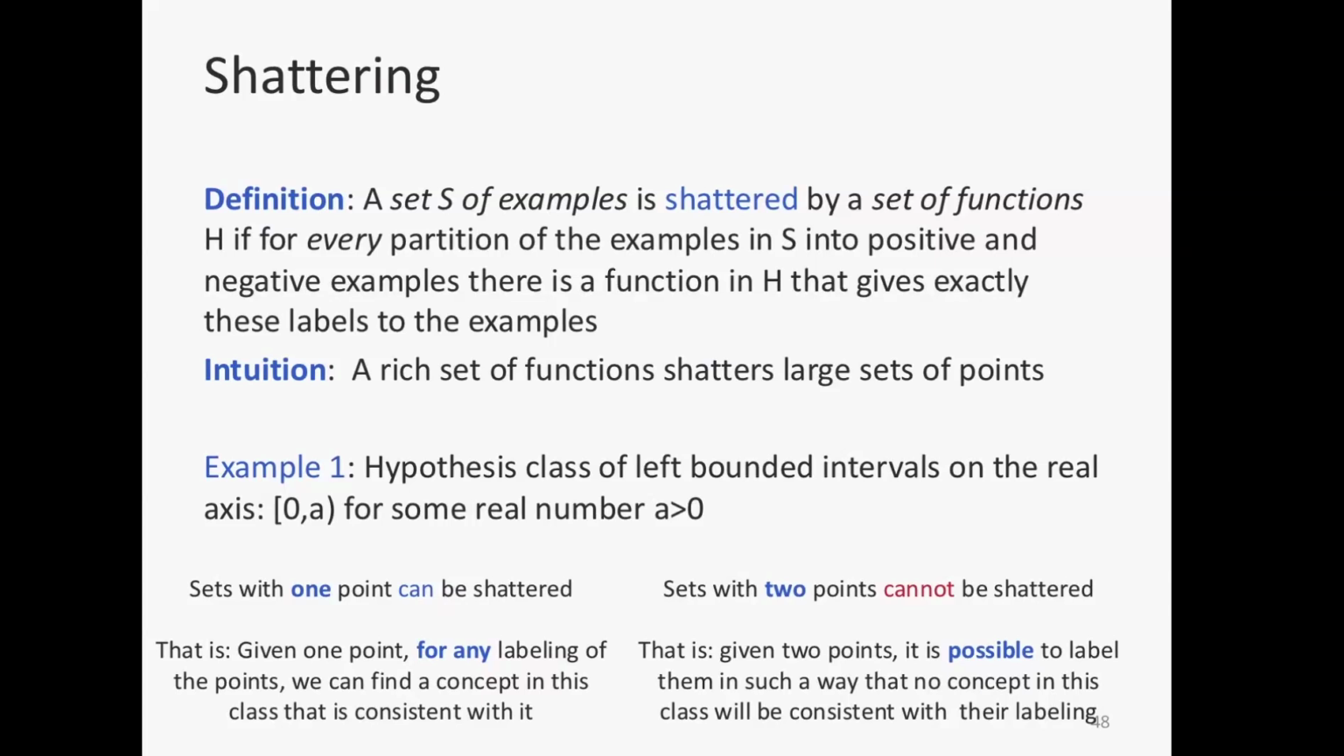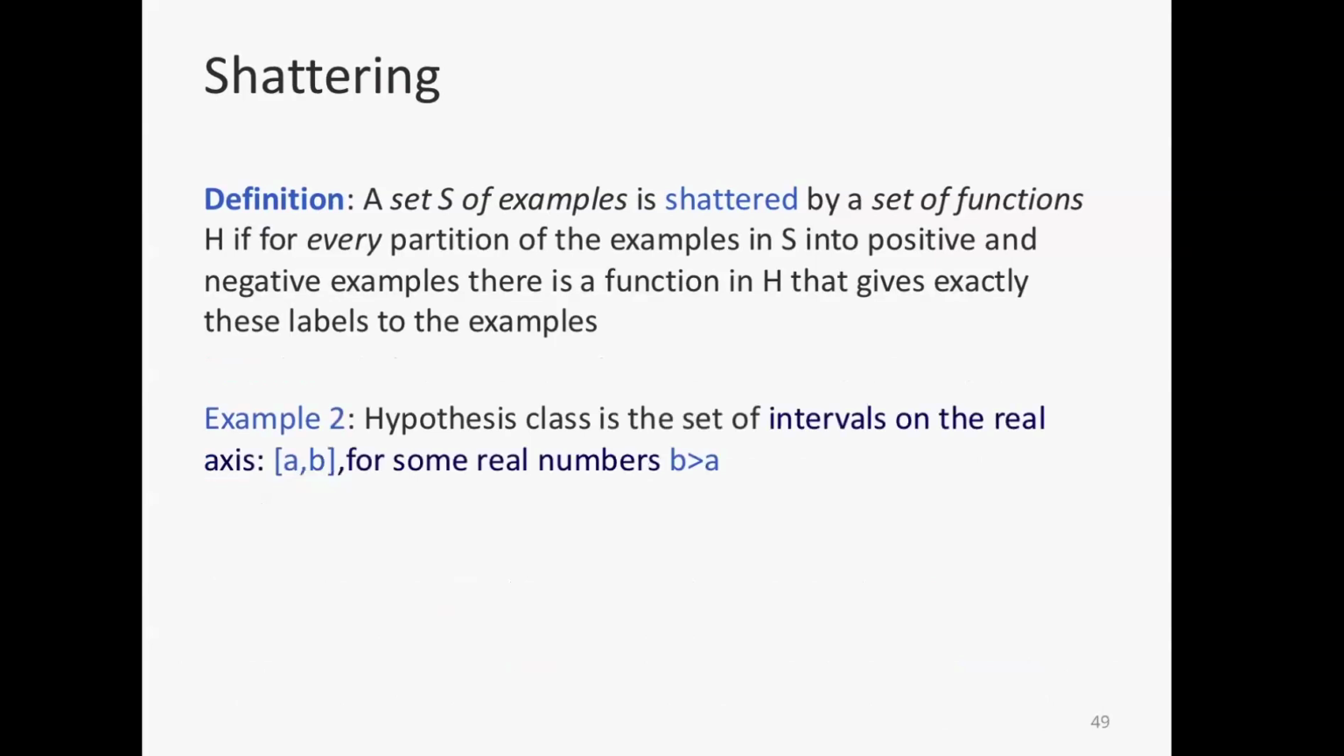Maybe you're thinking left-bounded intervals are too easy. Let's make this more complicated. Let's consider intervals. Another hypothesis class. Now we have an interval A to B. Now we have two numbers defining this interval, A and B.